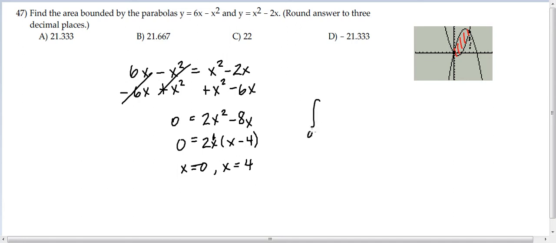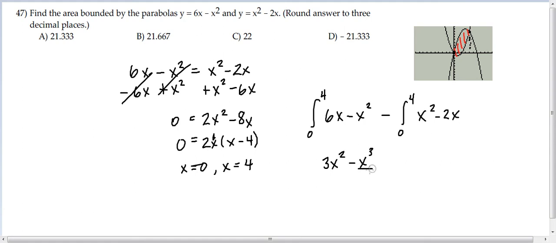So we're going to take the integral from 0 to 4 of 6x minus x squared, and then we're going to subtract the integral from 0 to 4 of x squared minus 2x, because this is the upper function and this is the lower function. So we take the difference between the integrals of the two functions, and we'll get the area encapsulated by the two of them. When we evaluate this one, we get 3x squared minus x cubed over 3, from 4 to 0. That's that integral.